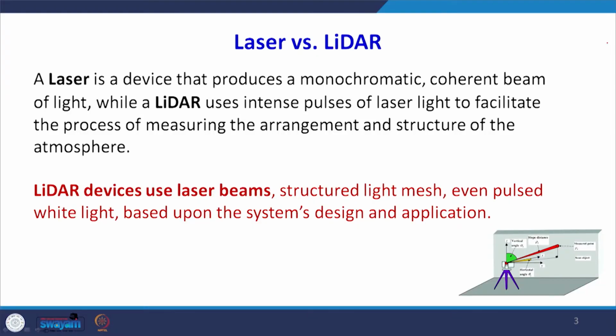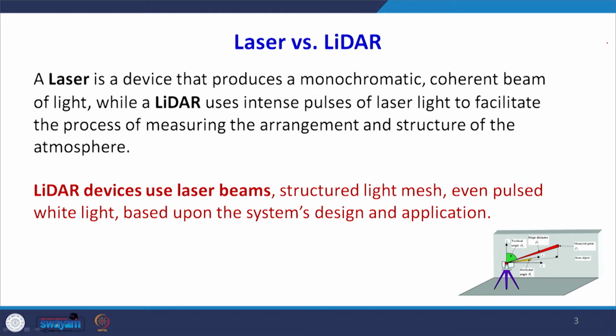Now, there is another terminology along with the laser when we are working in geomatics engineering. This is a LIDAR technology. So, what is the difference between the two? Because these two terms have been used synonymously. So, laser basically is a device which can produce this monochromatic coherent beam, very well defined beam of the light. While LIDAR uses the intense pulse of these laser lights.